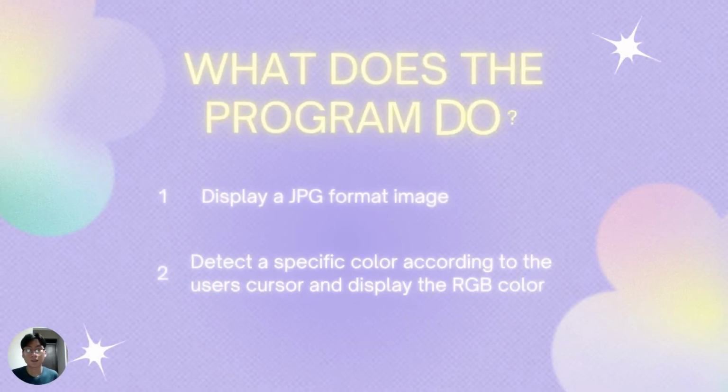The next one is, what does the program do? First of all, the program displays a JPG format image, and the second is to detect a specific color according to the user's cursor and display its RGB color. So I'm going to show you the program demo right now.